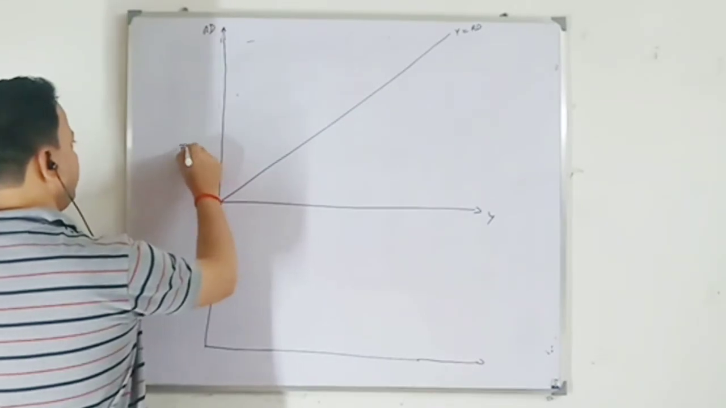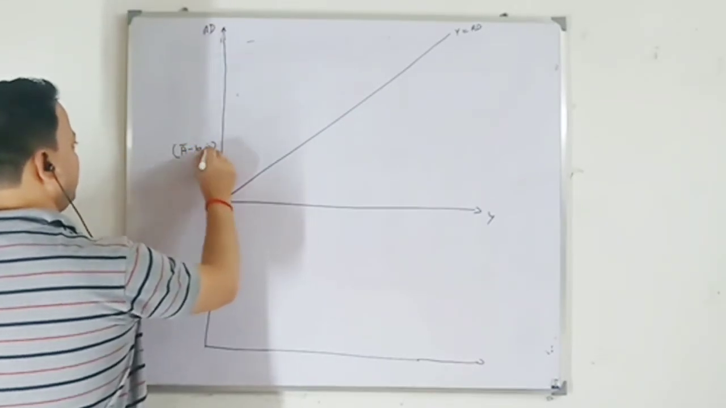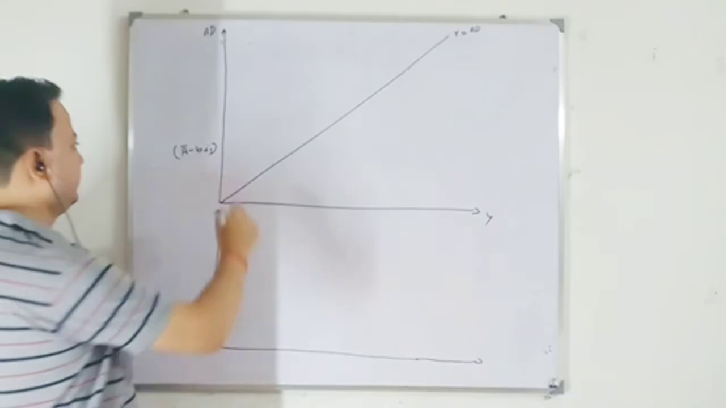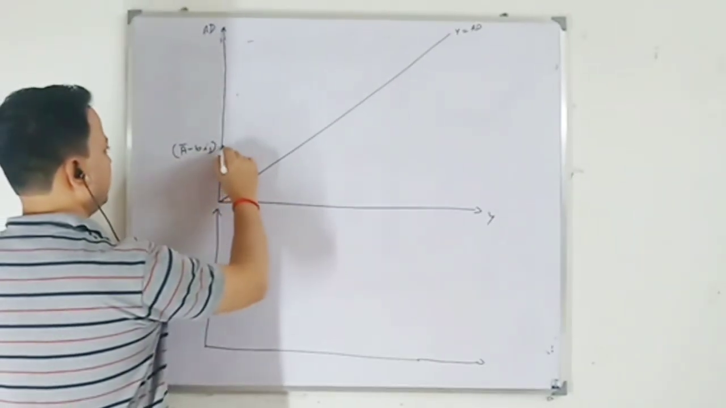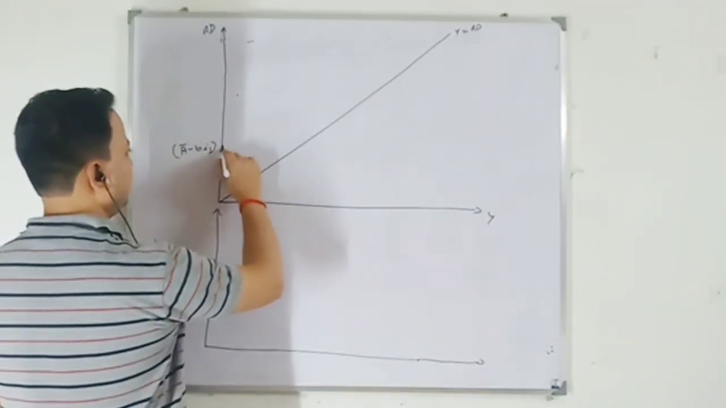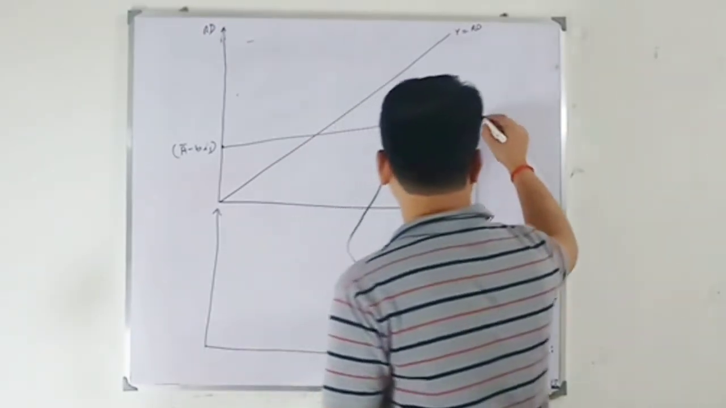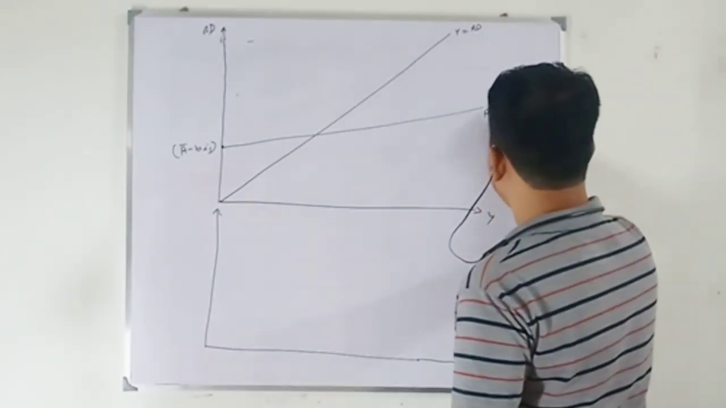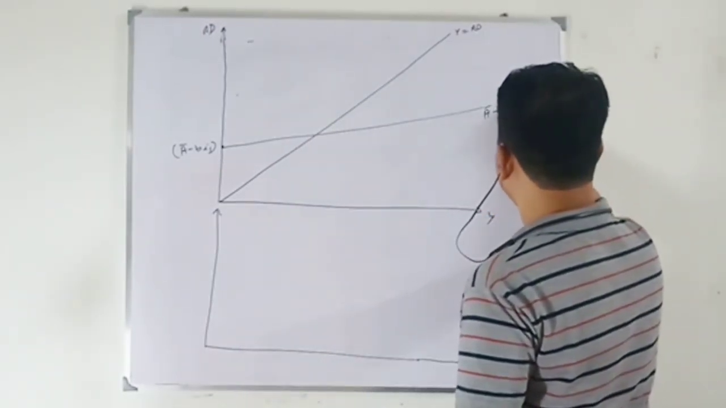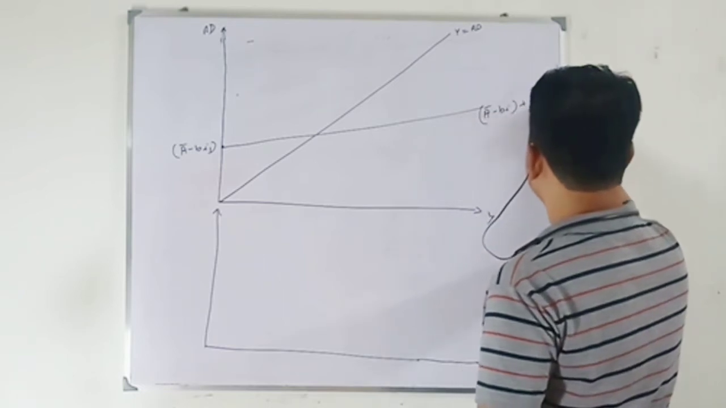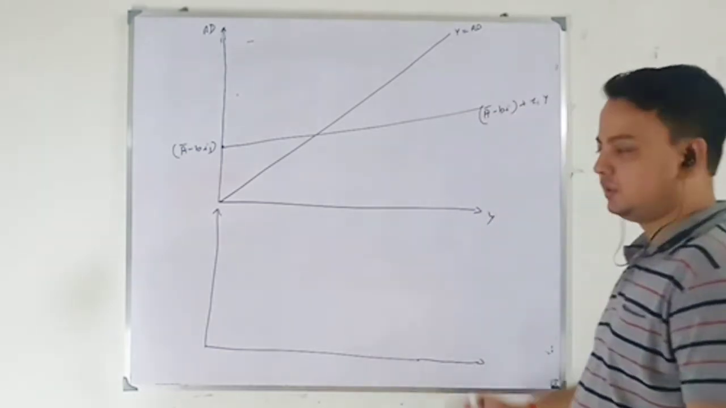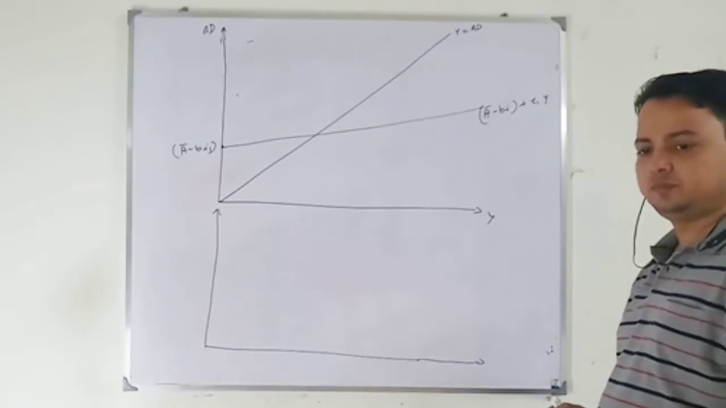So I am using the same thing, A bar minus bI1. The rate of interest is high. Okay, this is the point. This I get A bar minus bI plus c1Y. Okay, MPC I have taken c1.